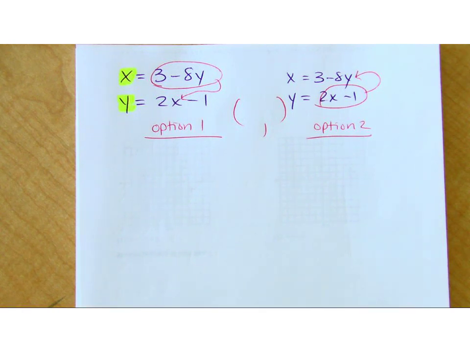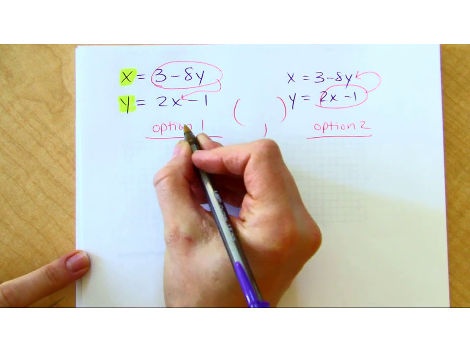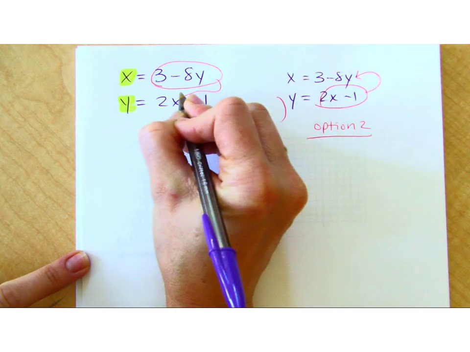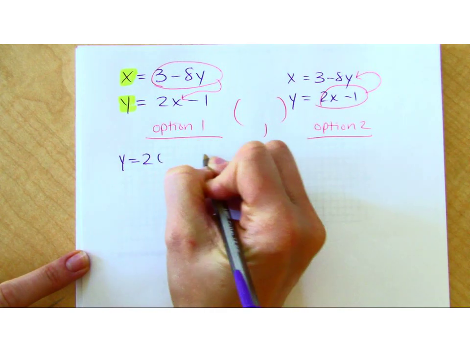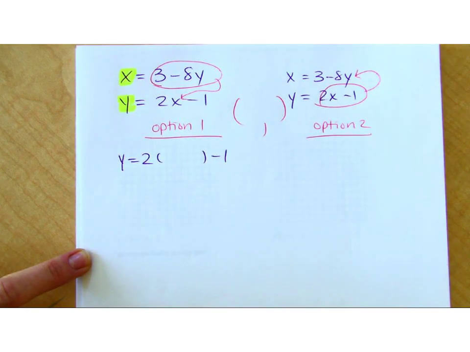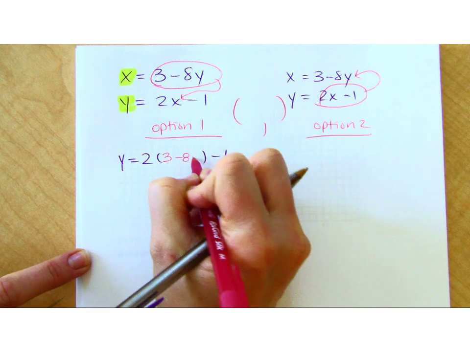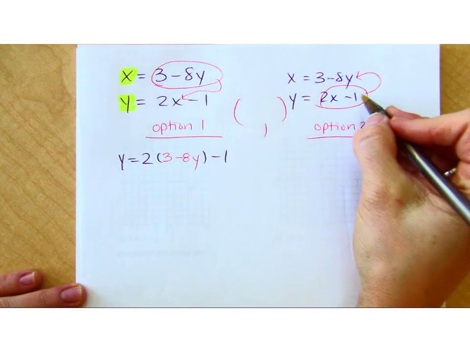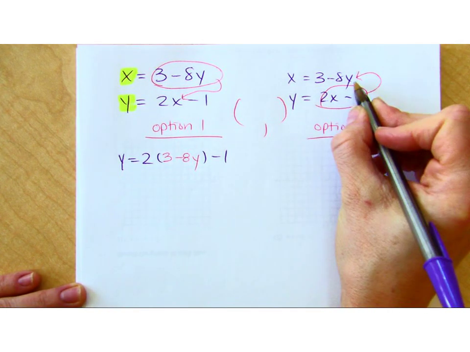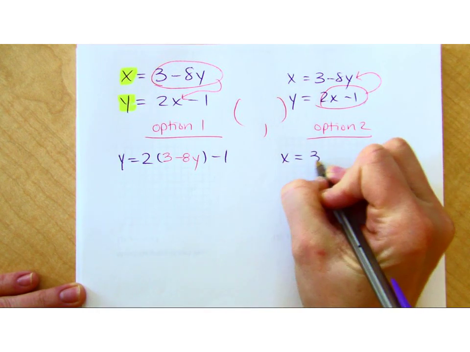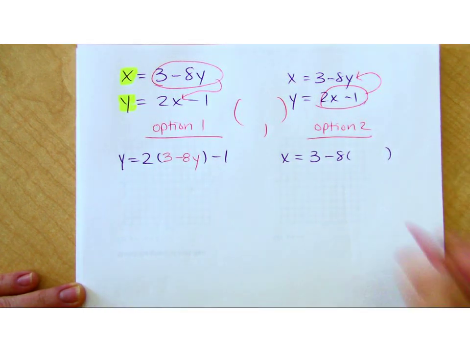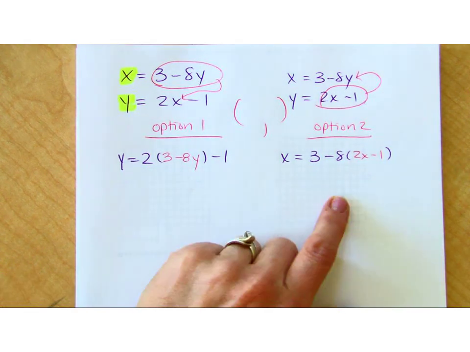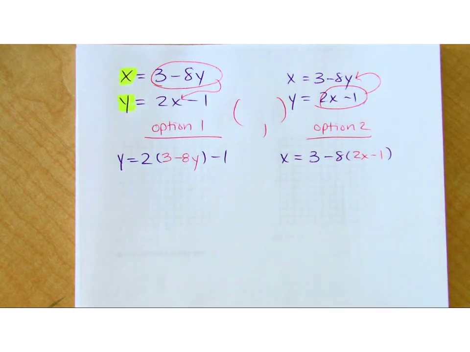All right, so let's just show you option 1. Option 1 would be take this whole thing and shove it in there, okay? So your whole 3x minus 8y will go there, and then you'll distribute and solve for y. If you chose to do it this way, your whole y will go there, and you'll have x equals 3 minus 8 times the whole y. And then here you'll have solved for x first. Got it? I'm not going to finish this. The hardest part about substitution is just setting it up. Once you get it to the equations, you should fly through these equations.